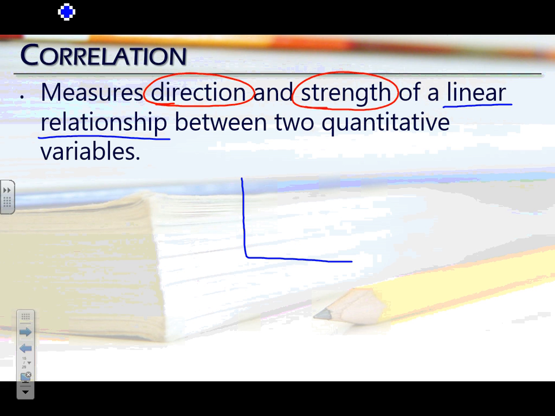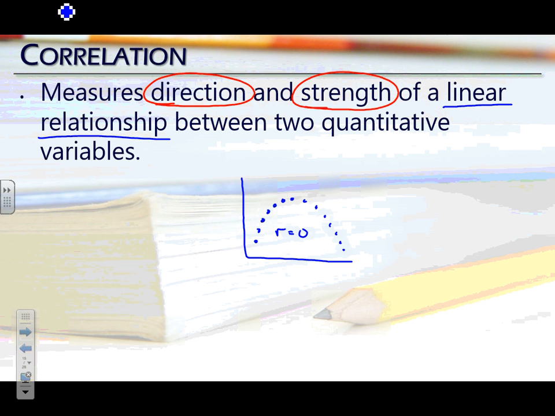Okay? So if I had a scatter plot that comes out something like this, okay? When we calculate correlation for this, the correlation would come out to be pretty much 0. This is an extremely weak association. This is basically like a non-existent relationship between the two variables.